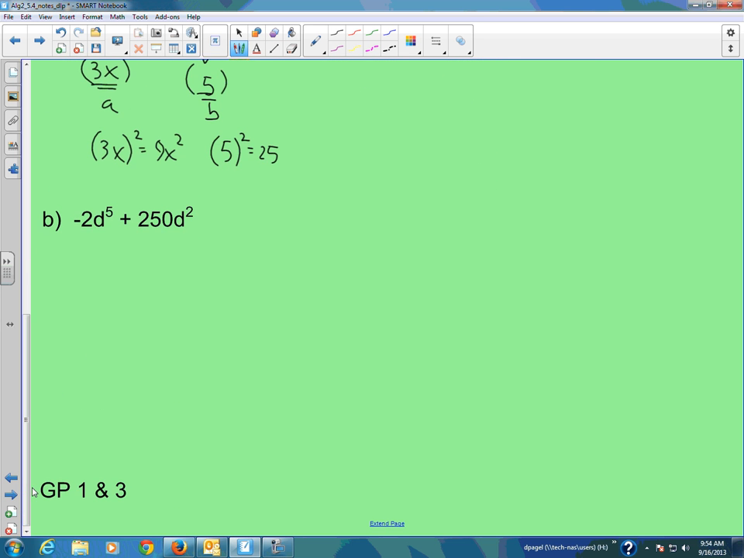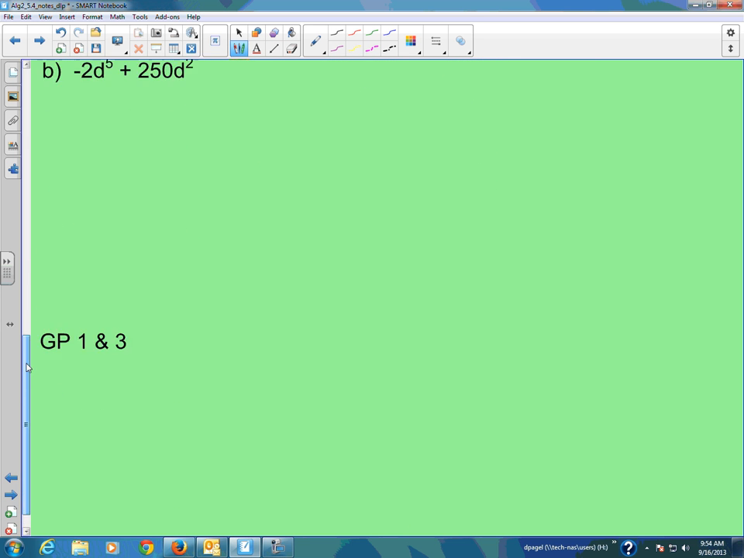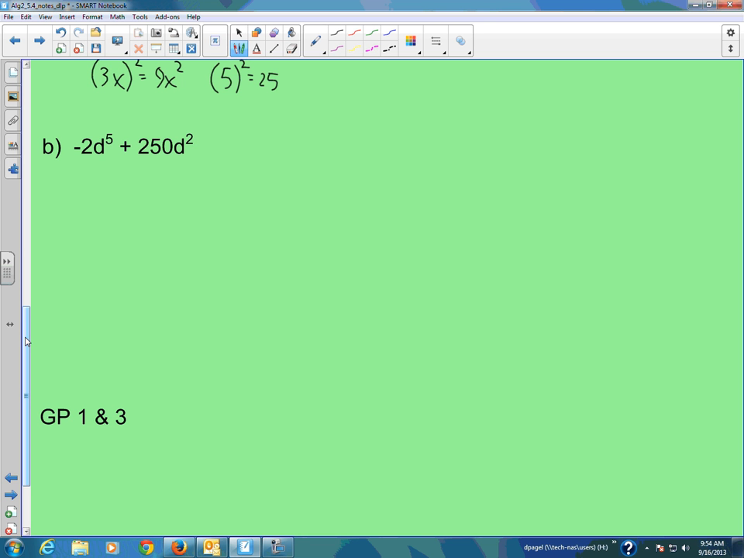Let's try b. So I'm going to factor out of here. I notice that I have a negative 2 and a positive 250. And I have a d squared and a d fifth. D squared is the smallest common power that can come out. 2 can be a positive 2 or a negative 2.